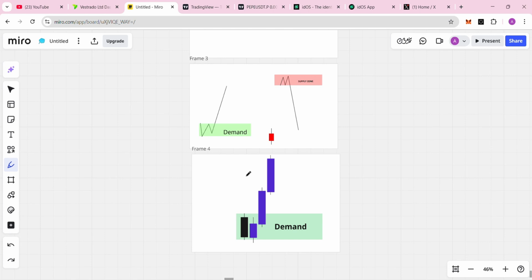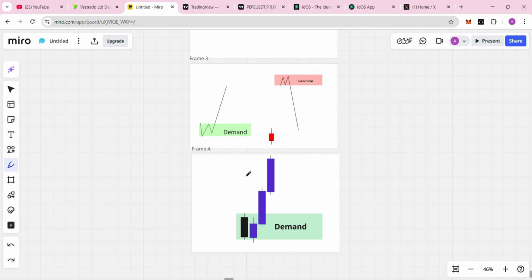I want to talk about demand and supply. I know you must have heard about it, and if you have not heard about it or learnt about it as a beginner, you are still welcome. You have something to learn from this concept. This concept is a very outstanding concept in the trading community.